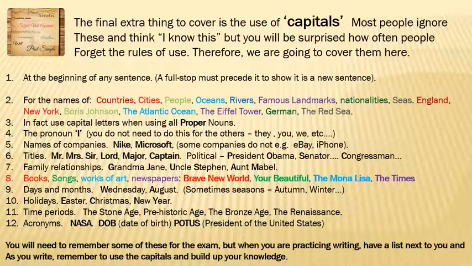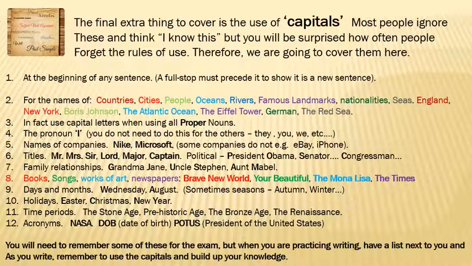Titles: Mr., Mrs., Sir, Lord, Major, Captain. Politics: President Obama, Senator, Congressman. Family relationships: Grandma Jane, Uncle Stephen, Aunt Mabel.